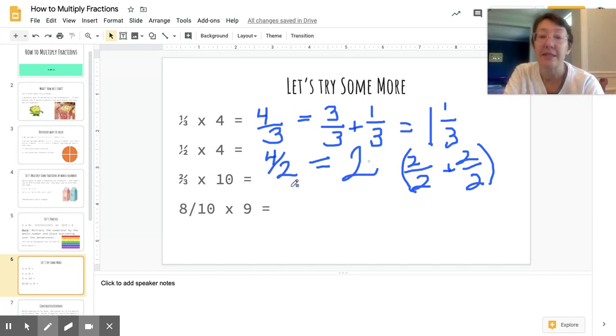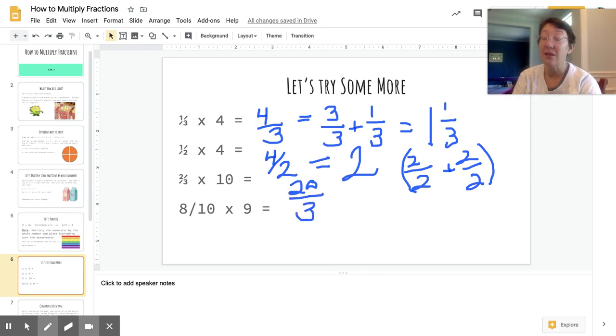So that's it. Here's the next one, 2/3 times 10. I don't want to write out 2/3 plus 2/3 plus 2/3 10 times. So I'm going to use our new rule, and I'm going to take 2, our numerator, and times it by the whole number, which is 10. So that leaves me with 20. Ooh, that looks terrible. So 20/3.